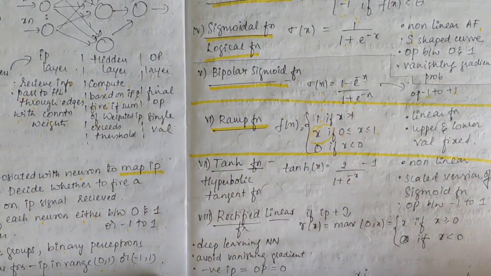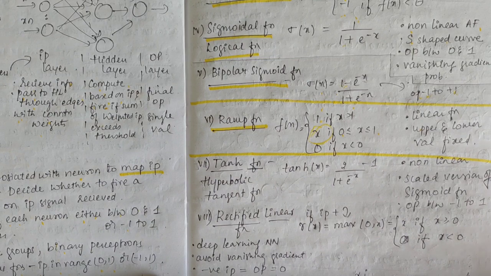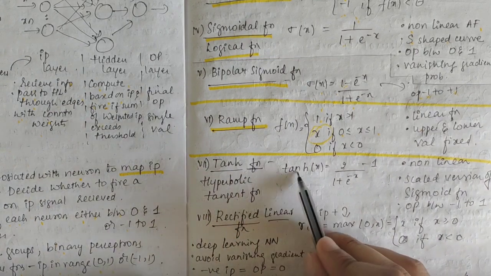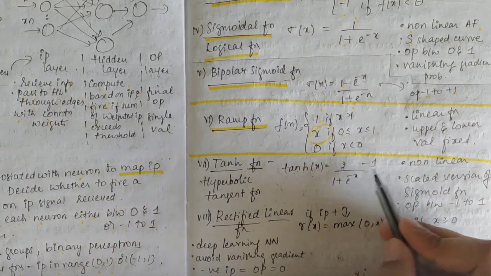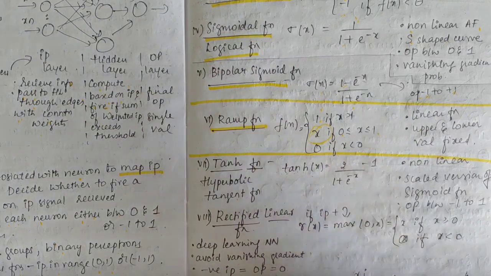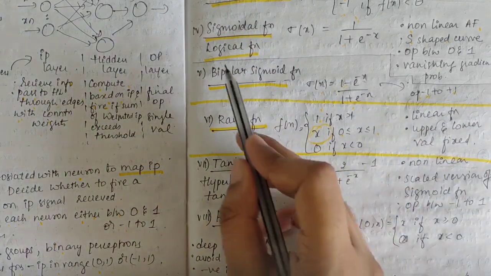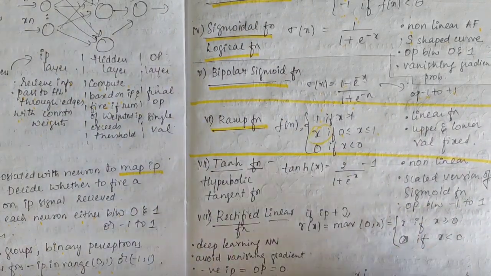Then we have the tanh function, or the hyperbolic tangent function. So here we write tanh of x is equal to 2 divided by 1 plus e power minus 2x, minus 1. So this is a non-linear scaled version of the sigmoid function, and the output is between -1 and +1.